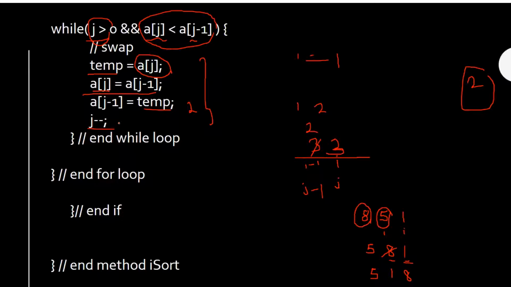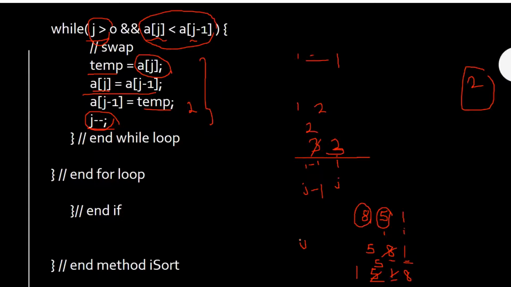Now because we have changed the value of j, we decrement j. So this a of j becomes a of j minus 1, and this a of j minus 1 becomes a of j minus 2. So this is now a of j, and this is now a of j minus 1. So we compare 1 with 5. It's not in place, we swap. So this becomes 1 and this becomes 5. Now we decrement our j again.